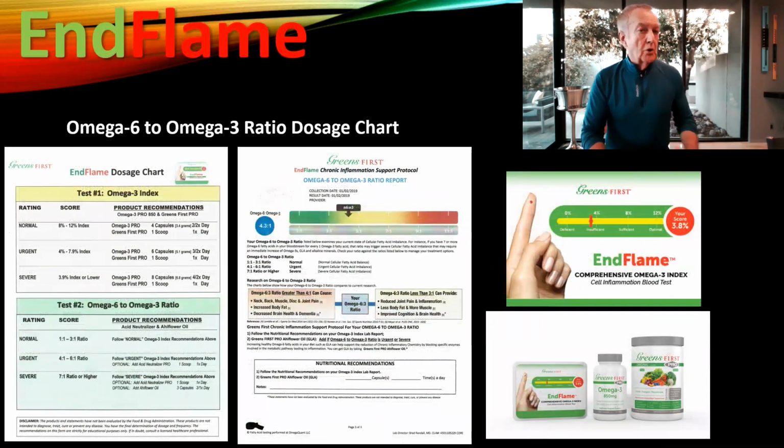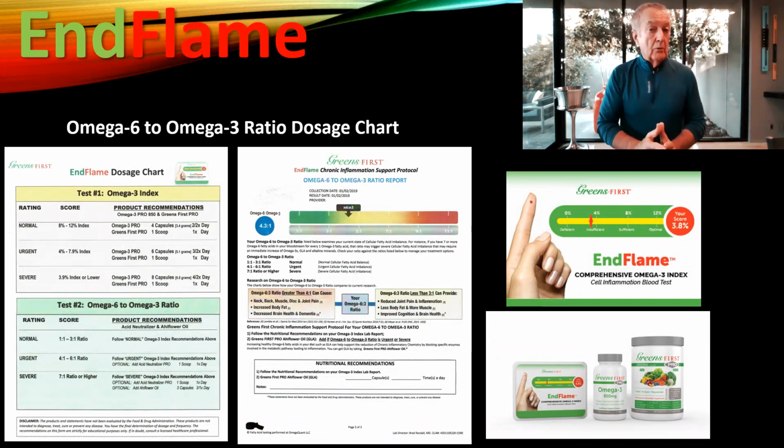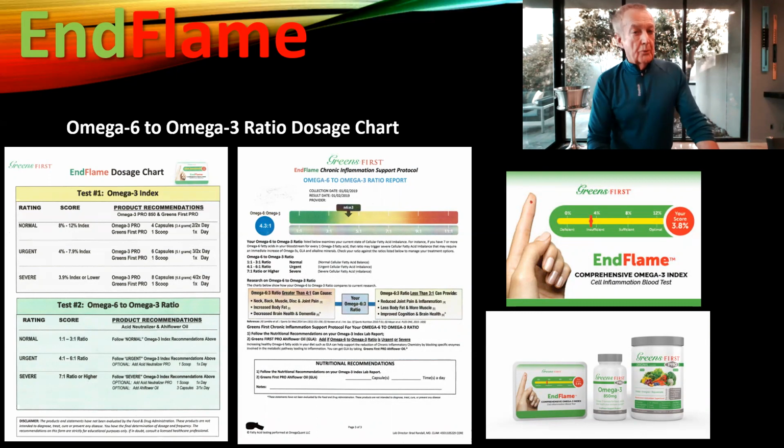Now, to determine a dosage using an omega-6 to omega-3 ratio report, again, look for the number in the blue circle at the top of the report. If the patient has a ratio of 4.3 to 1, which is urgent, look on the dosage chart to find the recommendation that says follow urgent omega-3 recommendations above, and consider as optional to add Acid Neutralizer Pro 1 scoop once a day. Always use the most severe finding between the two tests to determine the best dosage to recommend.